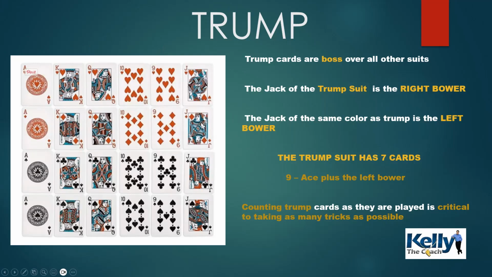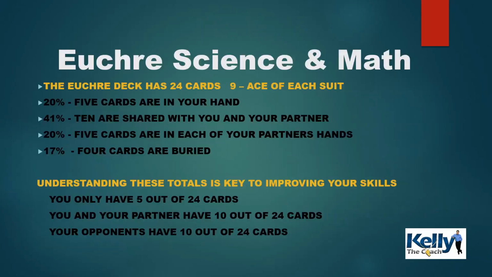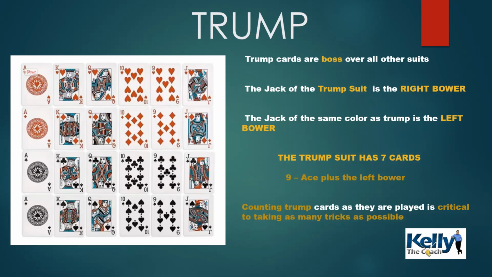And then the Bauer of the same color, as you know, becomes the left Bauer and adds to that trump. And so there are always 7 trump cards in the game. Now, again, 20% of them you have, 41% between you and your partner, but there's a better chance that your opponents have that card, or sometimes you just hope it's buried, but you don't know. So that's where some of the luck comes in.